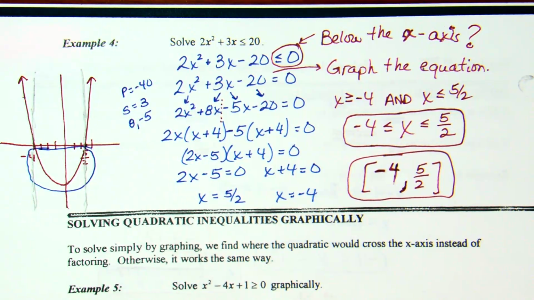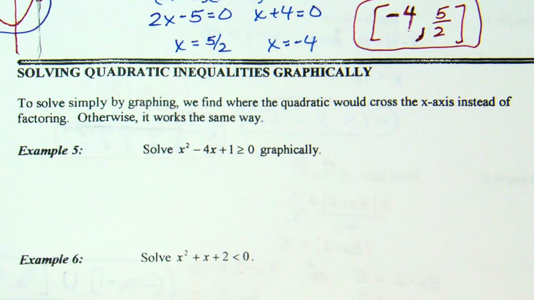Now, let's look at this next problem. Several of you are a step ahead of me, but I'm going to officially give you permission here. To solve simply by graphing, we find where the quadratic would cross the x-axis instead of factoring. There's times in homework where you'll be asked to factor, and I expect to see a little bit of work, but there's times where you won't be asked to factor. The reason being, x squared minus 4x plus 1. Does it factor? No, I can't get a product of 1 and a sum of -4. So we don't have to factor. We can go straight to the graph.